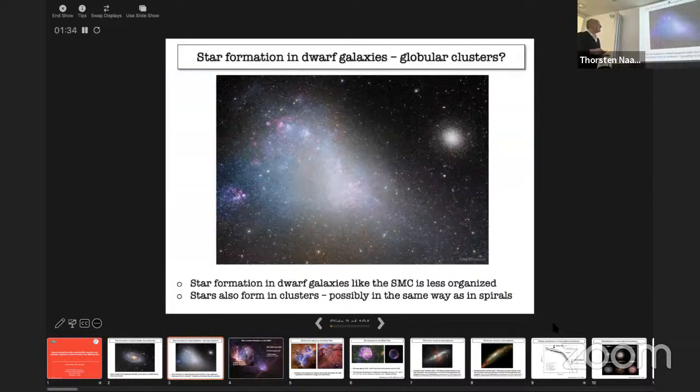In lower mass galaxies, like the SMC here, you also see clustered star formation, and there are globular clusters, whose formation is not yet really understood, but they might have something to do with the clustered star formation in normal galaxies, probably an extreme version of it at very high redshifts, but it's unclear. So the models for globular cluster formation are not very mature yet.